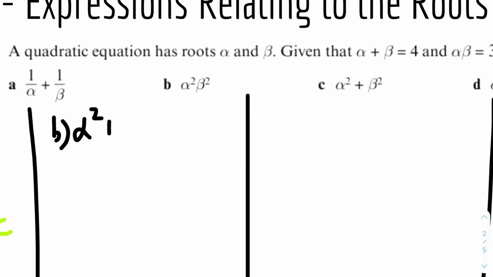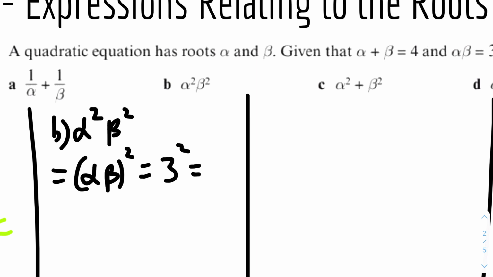And part 2, alpha squared times beta squared. We know that we can pull the power out because this is similar to the indices rule. So it'll be alpha beta squared, and alpha beta is equal to 3, so it'll be 3 squared. And this will be equal to 3 times 3, which is 9, like so.